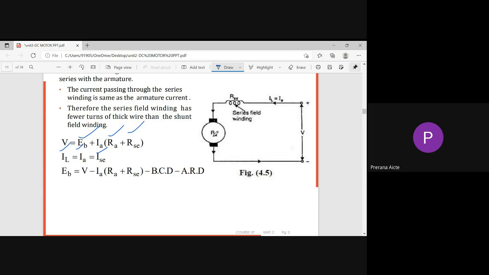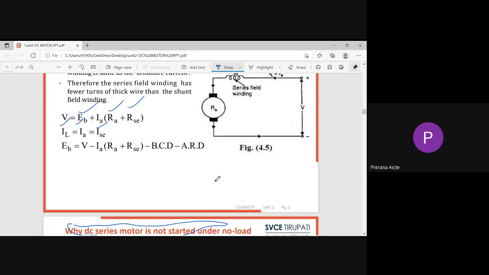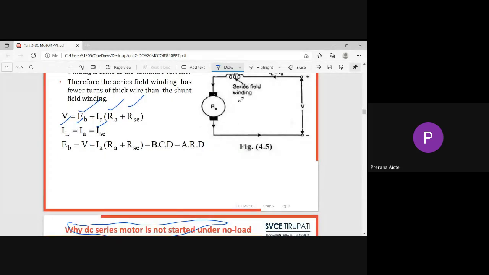Because of that, the motor is going to run dangerously at high speed. So here there is some expression. Why can this DC series motor not be operated on no load? According to the speed equation, N is directly proportional to Eb by phi. It is the basic speed expression.